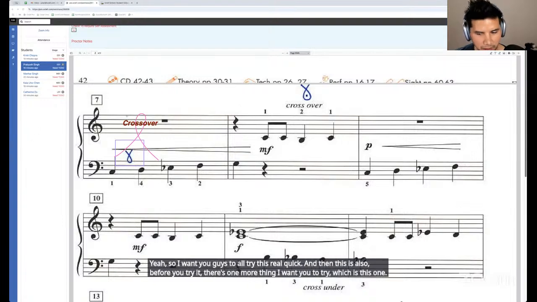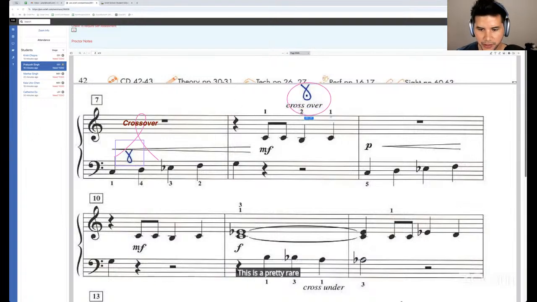This is a pretty rare type of crossover. Looks like an avocado. What is that one called? Do you know? Looks like this, but like avocado. Notice what the thumb is doing here. Notice when you're playing a crossover, you usually take your hand with you. This time you're not going to take your hand with you.